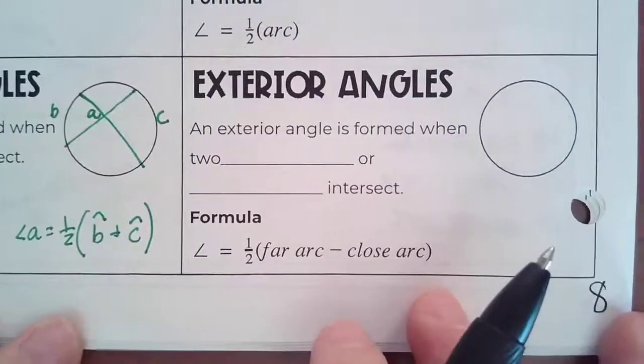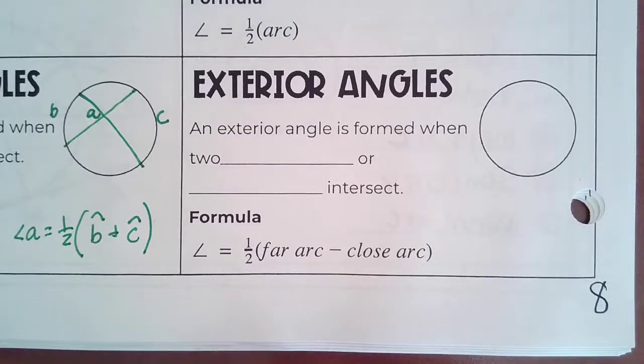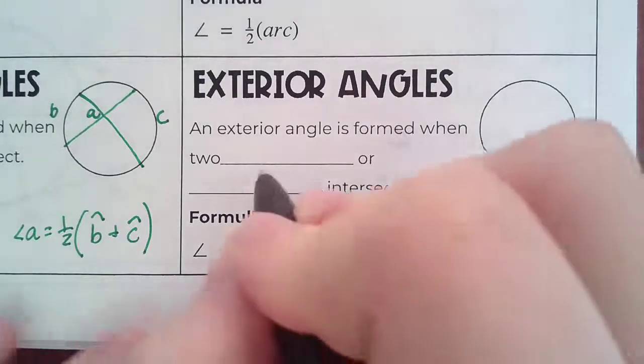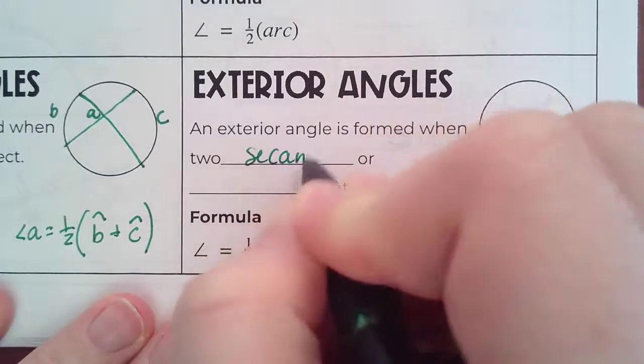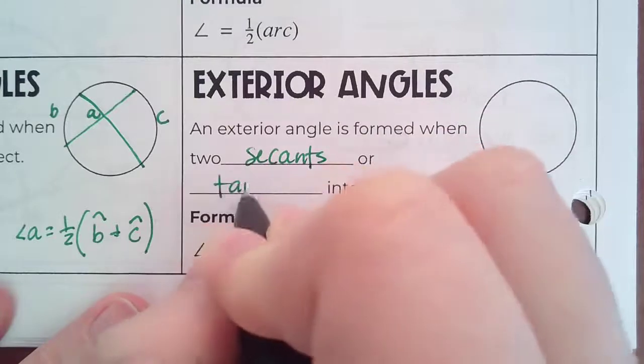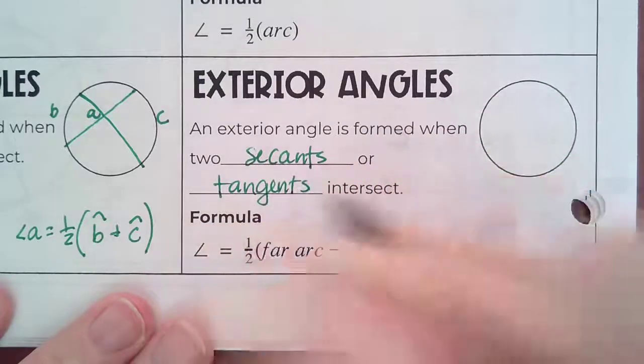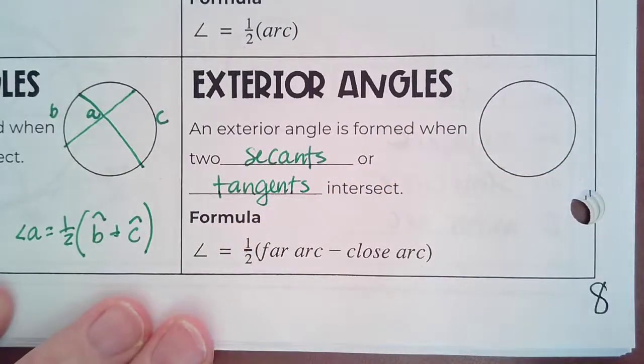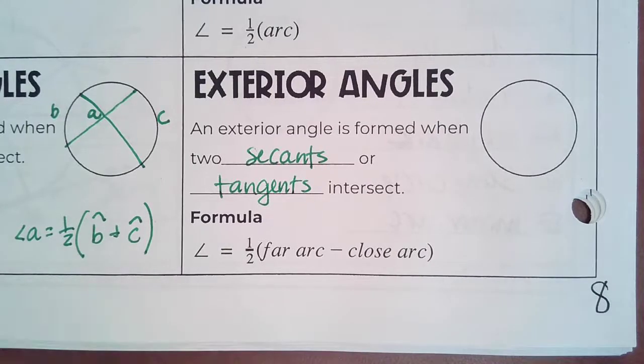Exterior angle. So this is exterior, on the outside. This is an angle formed when two secants or tangents intersect. Secants or tangents, meaning outside of the circle.